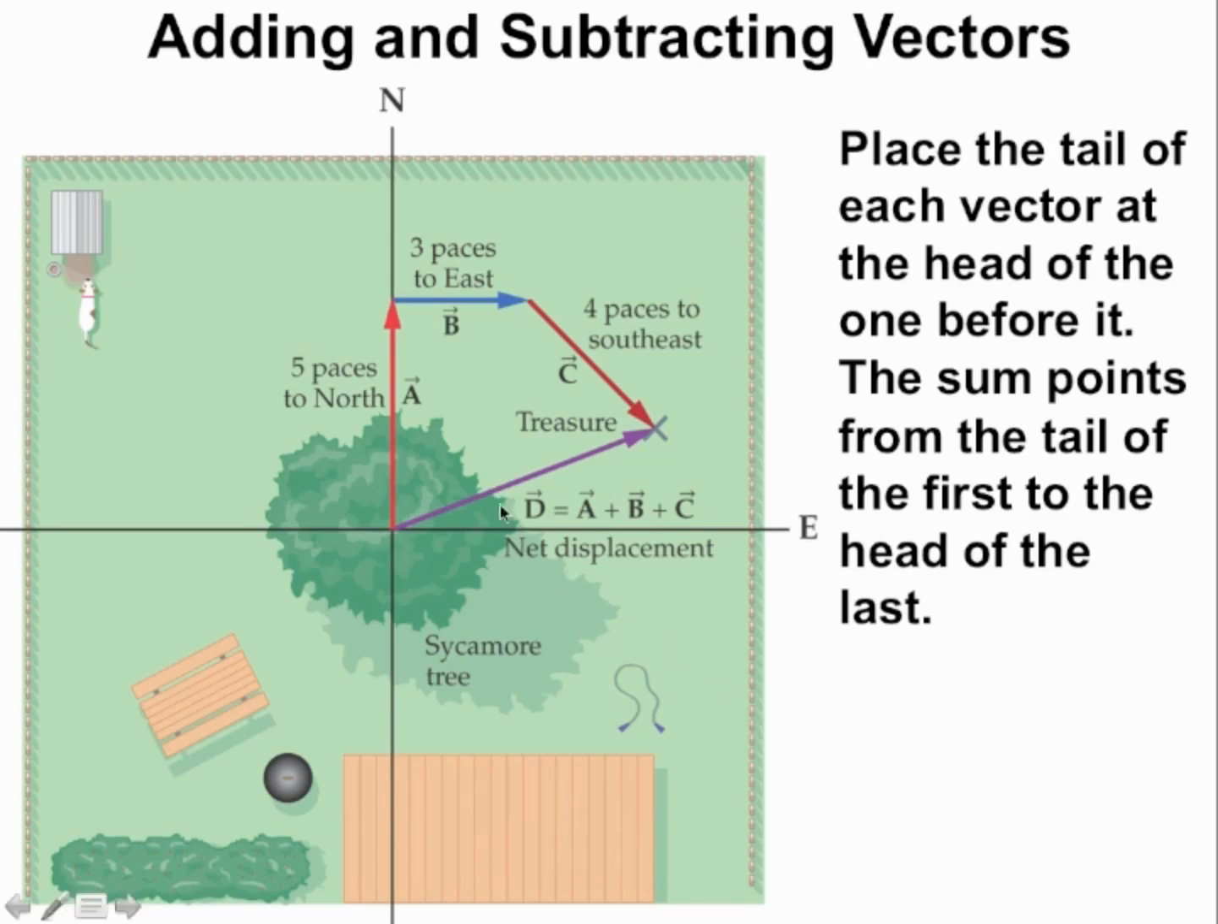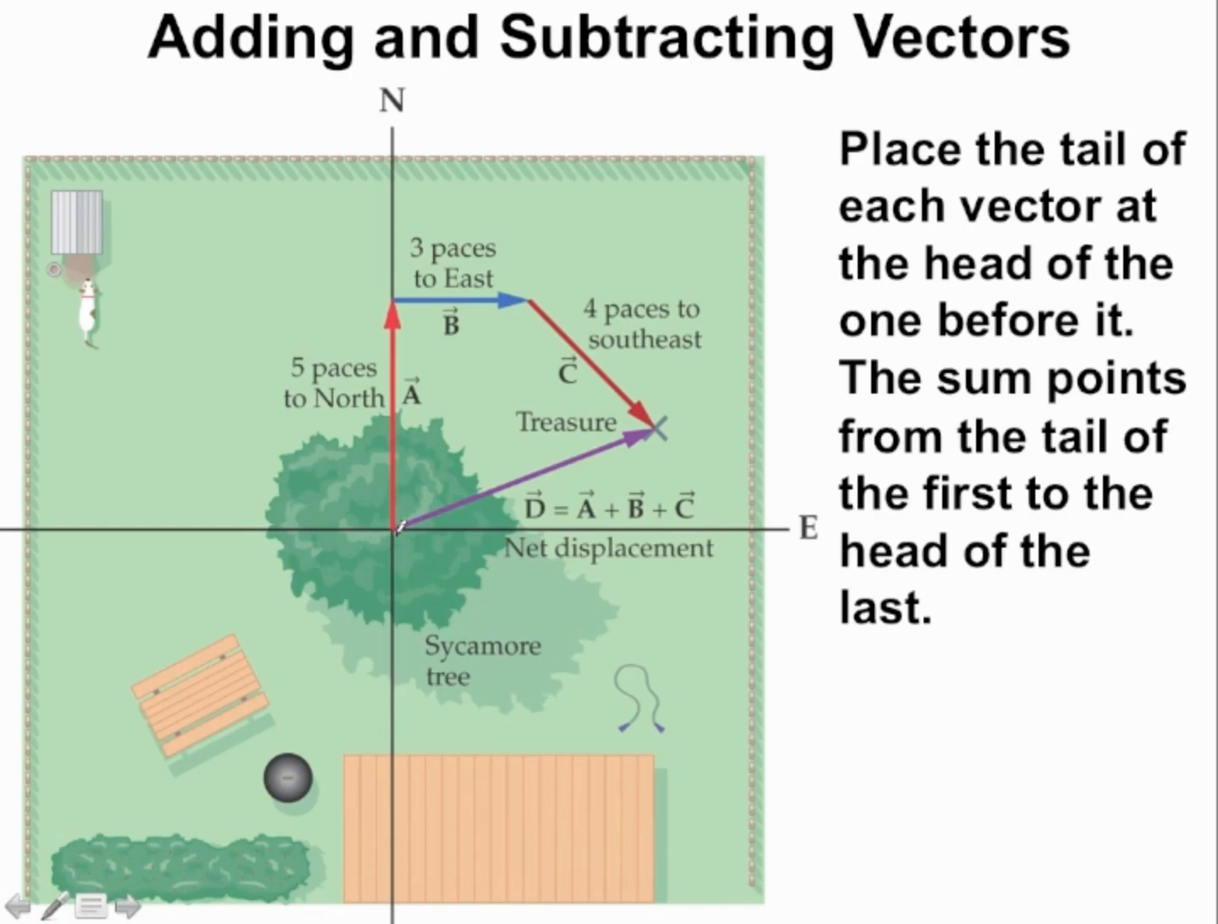Now going back to the idea of a vector sum. All right, so we have this displacement vector, 5 paces to the north, 3 paces to the east. Notice that no matter where we put these vectors, we're going to end up being in the same place. Okay, so this is going to be kind of a messy drawing, but it's just to illustrate what I mean. Let's suppose that we started at the sycamore tree, right? This origin is right at the center of the sycamore tree.